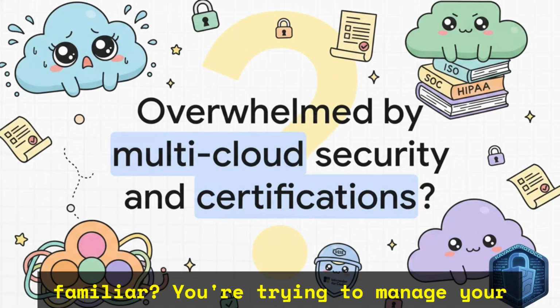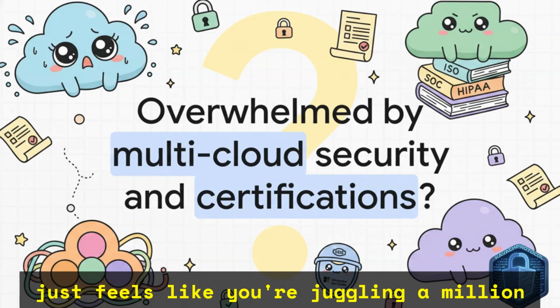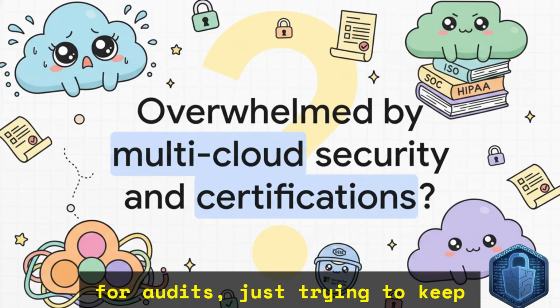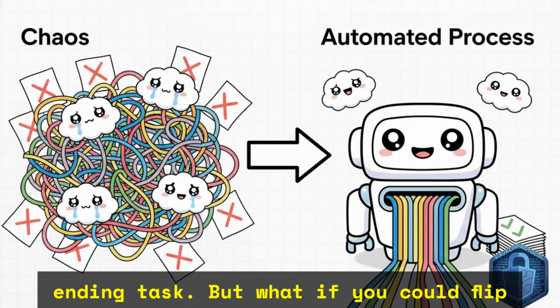You're trying to manage your stuff across Azure, AWS, and GCP, and it just feels like you're juggling a million different security standards. Preparing for audits? Just trying to keep everything straight. It's a huge, never-ending task. But what if you could flip that script?